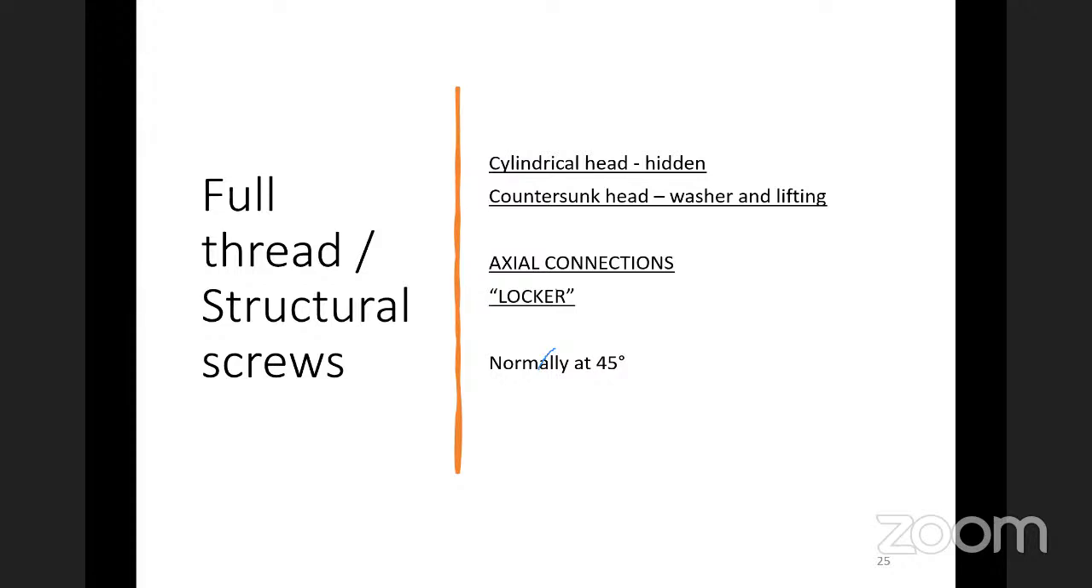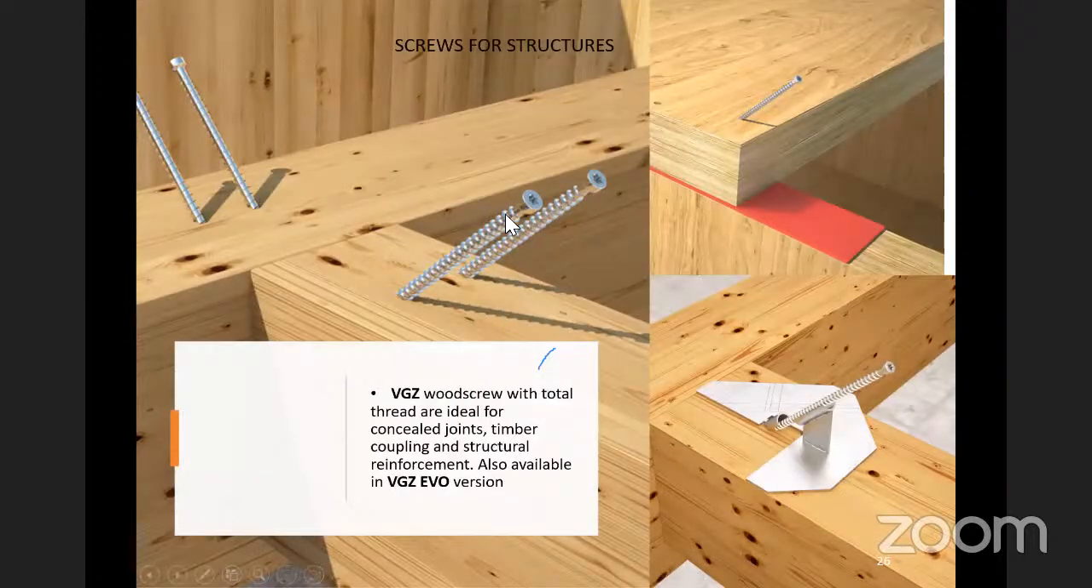And then, quickly, the structural screws. We also do a full threaded structural screw for structural application, and this is the structural screw that I'm talking about. Usually, if you want to provide an interlock at 45 degrees, this is a concealed connection where you have, say, your primary beam and your secondary beam, and the connection interlocks at 45 degrees. It's quite a good connection. People always like it when they want to achieve a concealed connection. One way of achieving it is using full threaded screws and interlocking them at 45 degrees.